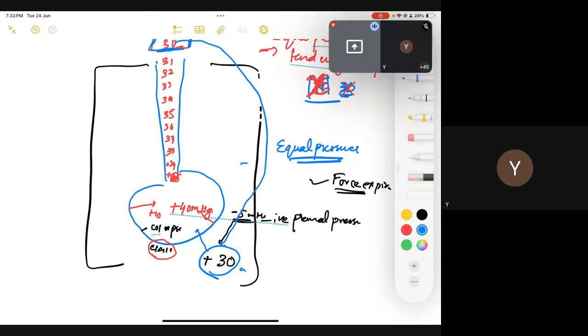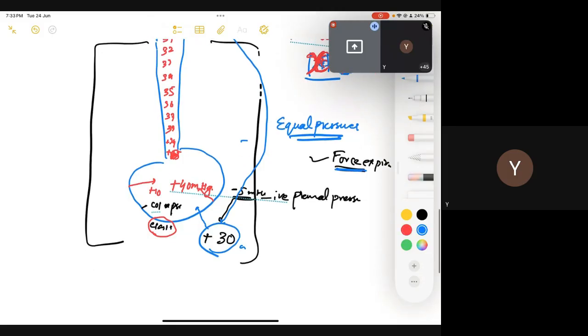If an individual is forcefully expiring, we are making this pressure more positive, for example positive 30. This positive 30 is going to collapse the lungs, right? Yes, please participate. We also know that the intrinsic elastic forces in your alveoli tend to collapse the lungs. Both of these forces act in the same direction, so let's add them. If we have 10 mmHg due to the elastic forces, in the end we have 40 mmHg of total pressure which tends to collapse the lungs. Is it clear till now?